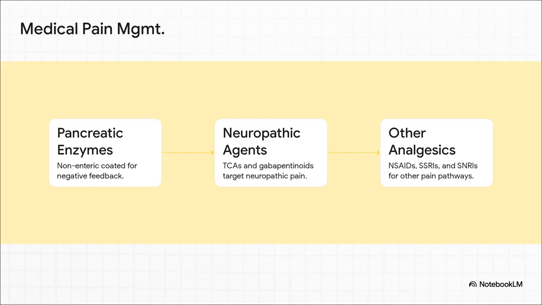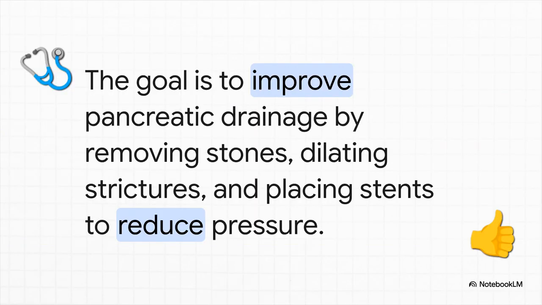Now, if that doesn't cut it, that's when we move on and add in meds for neuropathic pain, like TCAs or gabapentin. But what if medical therapy just isn't cutting it, especially if you think there's a blockage? Well, that's when we start thinking about endoscopic therapy. And the goal here is super simple. Decompress the pancreatic duct. We just want to relieve the pressure. And the endoscopist can do this by yanking out stones, stretching out narrowed areas, or placing little plastic tubes called stents to keep things flowing.